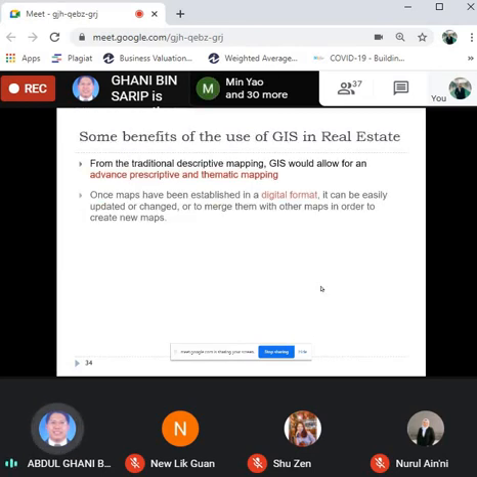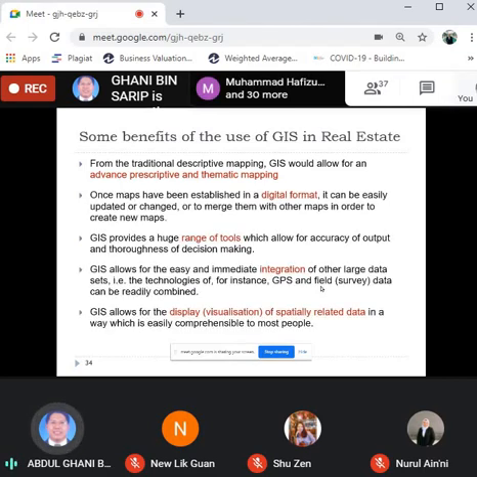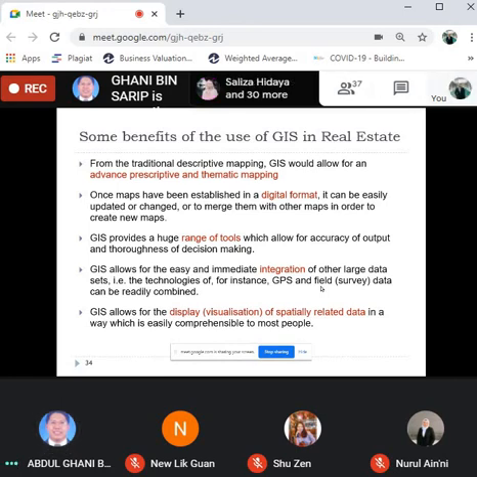Here are some benefits. Basically, we can read this up, no problem. From traditional descriptive mapping, GIS allows for advanced or expanded mapping. And because the map is in digital format, it can be easily updated, changed or merged in order to create new maps. Let's say you want to create a new theme, we could simply combine any layers of maps and provide new themes. We will show you this example later on.